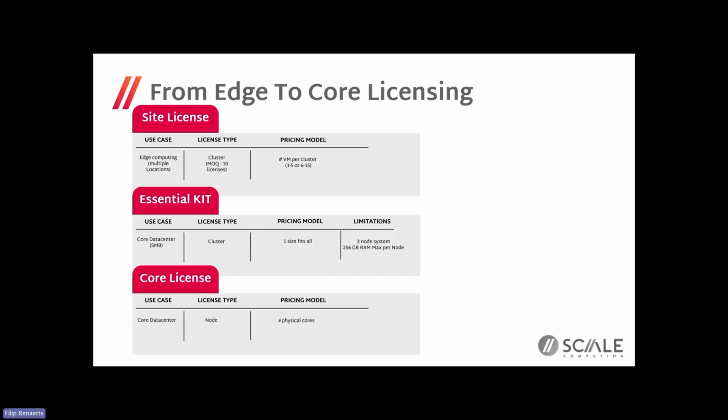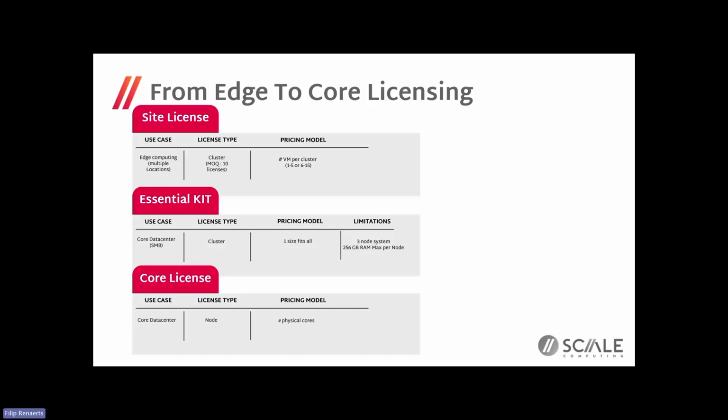An essential kit is for your mid-market, smaller, medium business starting point, or for a bigger core data center where you just want to test with your first Scale Computing cluster. It is one license, regardless of the amount of cores, but it is limited to 3 nodes and 256 gigs of RAM per node. And that is a kit license. And we have that for 1, 3, or 5 years.